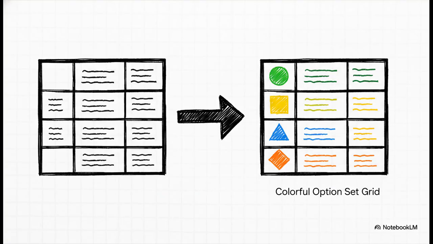Well, for starters, you can totally change the game when it comes to showing data. Instead of that standard, kind of boring black and white grid, imagine something like the colorful option set grid. It's a popular community control that uses color to show the status of a record instantly. It just makes your data so much easier to understand with a quick glance.